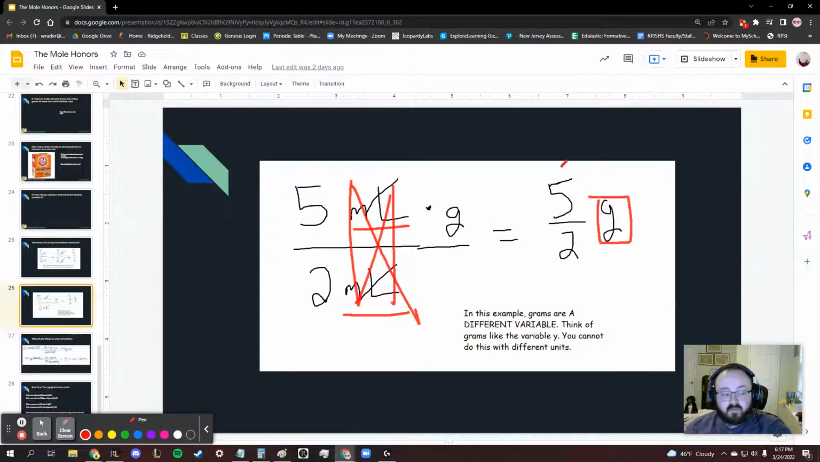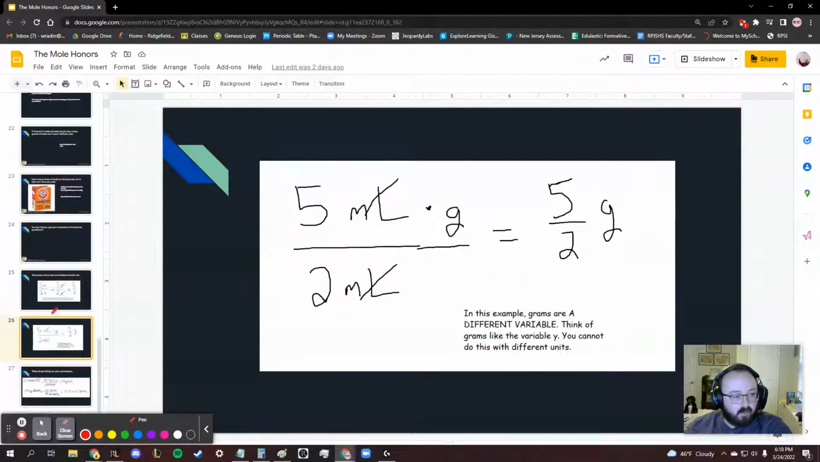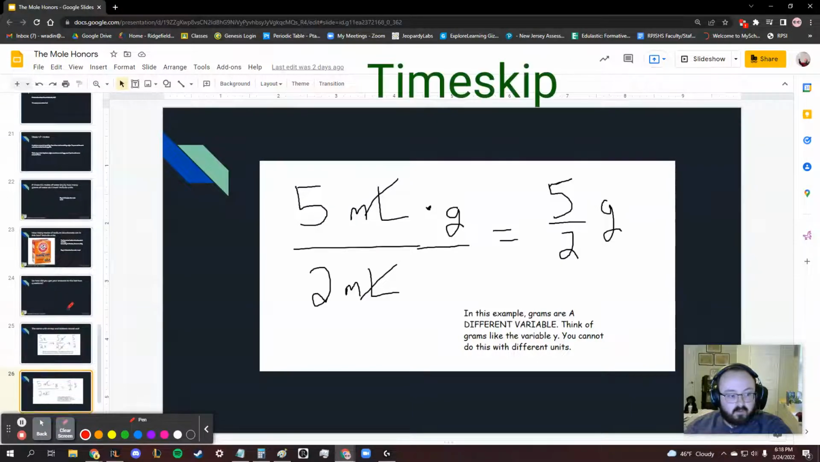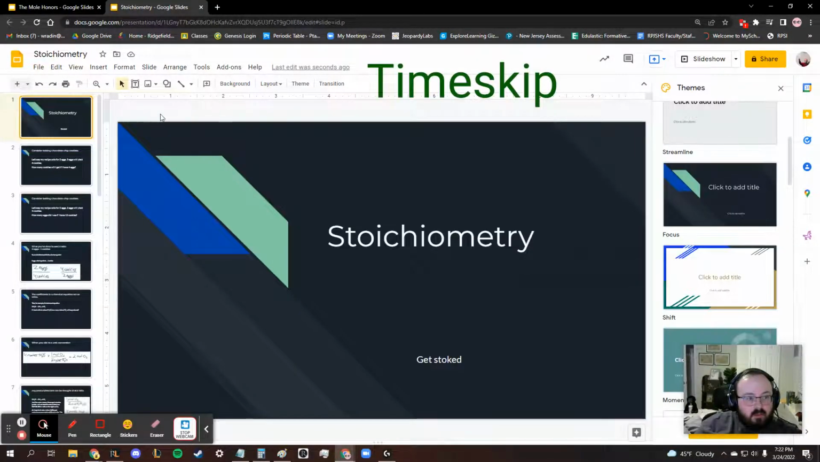I know it was tough and I want to really work on it now because I think a lot of these problems are going to be unit conversions. You're going to be converting between moles and grams a lot. Alright, so that's a little bit of our recap. Alright, so here is stoichiometry.